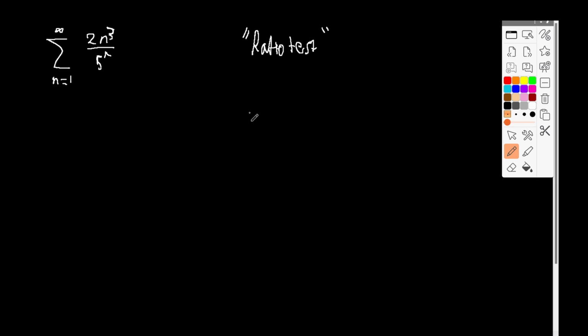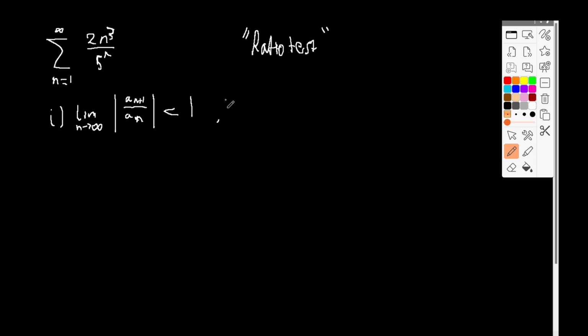But before we solve it, I just want to focus on the ratio test. So what does the ratio test tell us? We actually have three parts to it. Number one, if we have the limit as n goes to infinity of the absolute value of a sub n plus 1 over a sub n, and if we compute the limit, we get that it's less than 1.